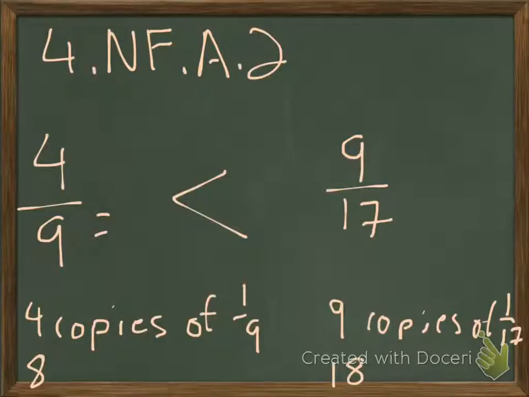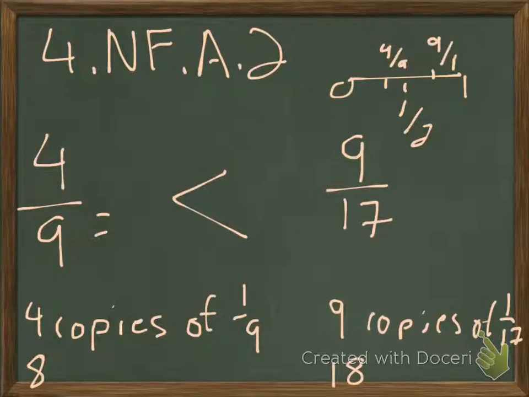You may immediately recognize that 9/17 is greater than 1/2 and 4/9 is less than 1/2. So, if this were a number line, 4/9 would be somewhere here, very crude approximation, and this would probably be 9/17. Something along those lines.